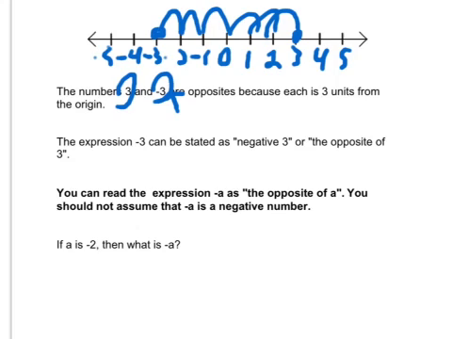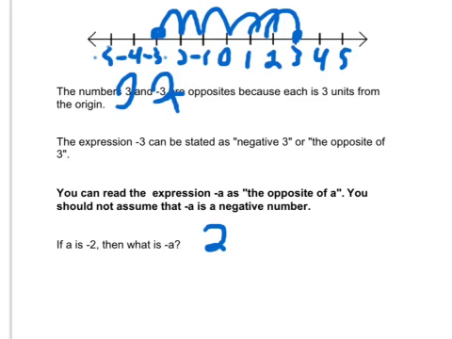This says if A is -2, then what is... and this is why we have to learn how to read this. This no longer says -A. This says the opposite of A. So it says if A is -2, then what is the opposite of A? Well, that answer should be 2.